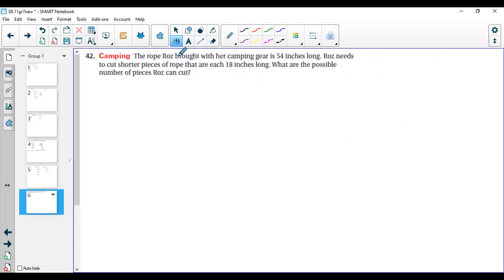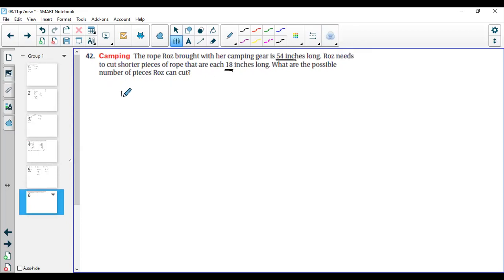The rope Rose brought with her camping gear is 54 inches long. Rose needs to cut shorter pieces of rope that are each 18 inches long. So she has a very long rope, which is 54, and she needs to cut it into smaller pieces, each 18 after cutting. What are the possible numbers of pieces Rose can cut?